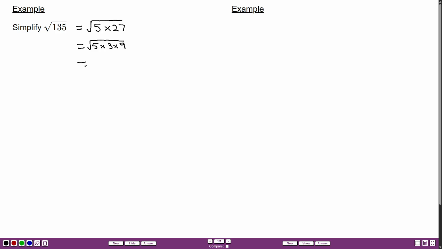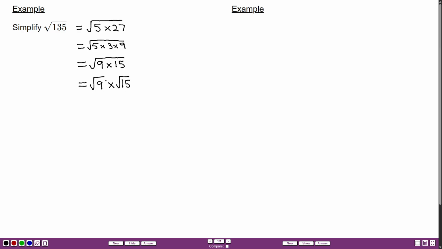So rewriting that, I'm going to show all my steps here. That's the same as the square root of 9 times the square root of 15, because multiplication is commutative, can be done in any order. And then what you're allowed to do with surds is write these individually with a square root sign each. So the square root of 9 times by the square root of 15.